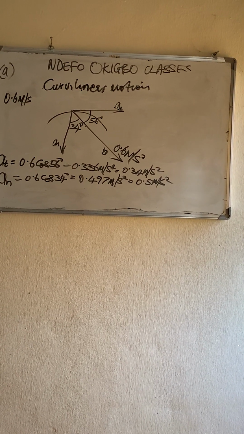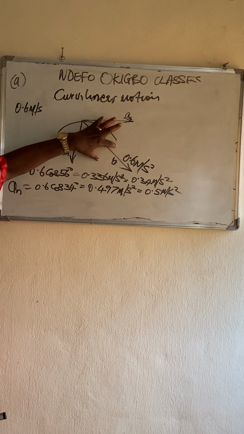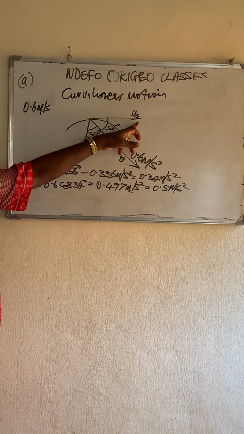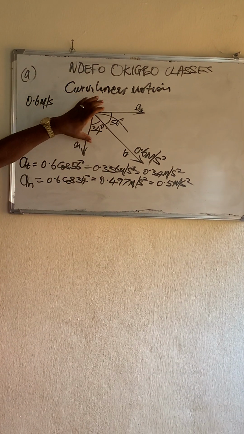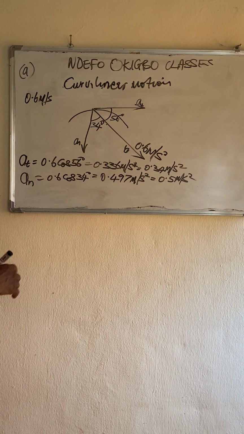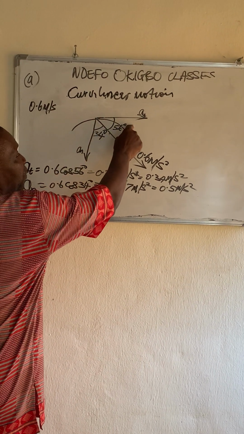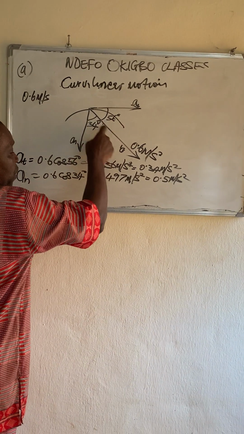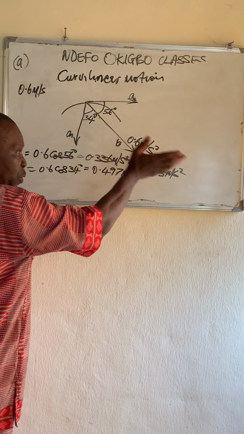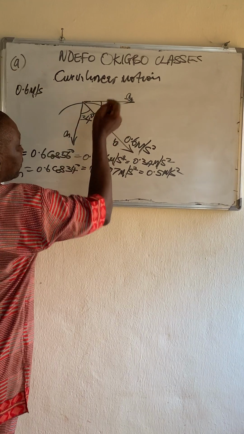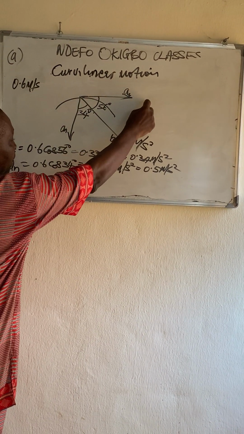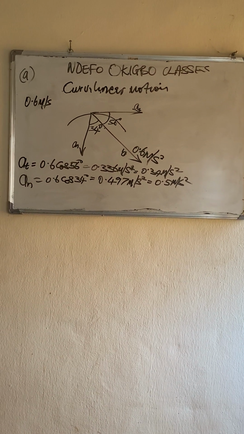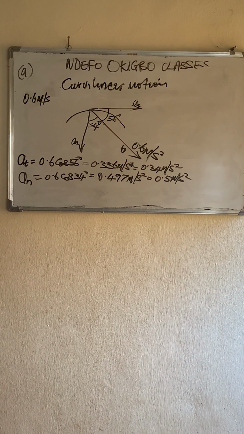Look at the total acceleration as we are told. It makes an angle of 56 degrees with the tangential direction. The two components result in the total vectorially, so we can resolve this total horizontally and vertically. Horizontally we get the tangential acceleration, and vertically we get the normal acceleration.